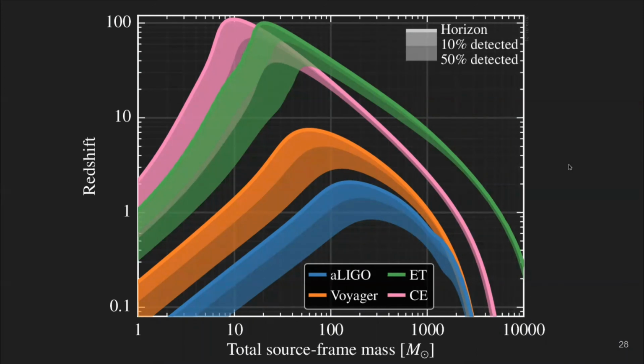Upgrades like Voyager will enhance this. So we'll get out for neutron stars to a Z of 0.5 and black holes up to a Z of 8, maybe. But it's really not until you build these larger facilities that you're able to get out to really high redshift, like beyond 10. So CE and ET will be able to, at full sensitivity, get out to a Z of 100. That's territory where you can look for things like primordial black holes.